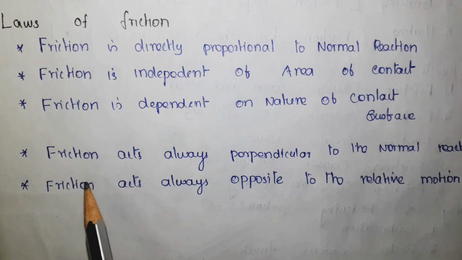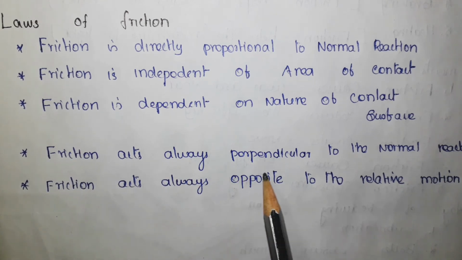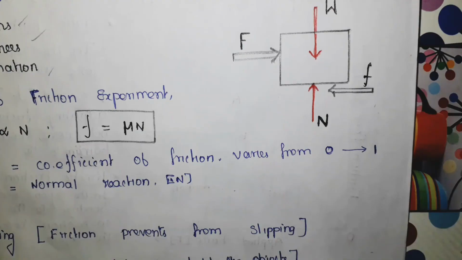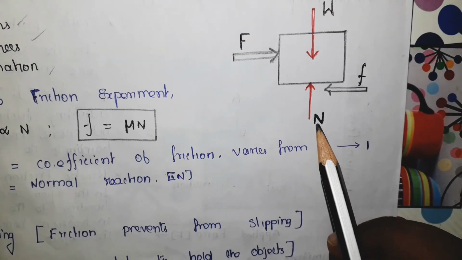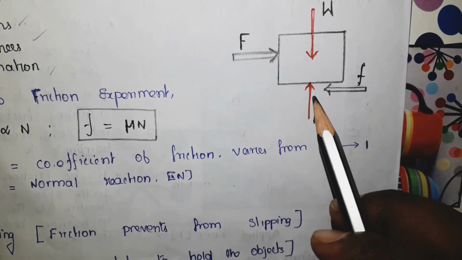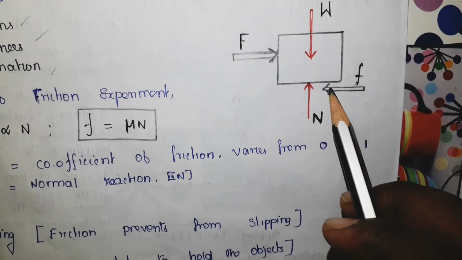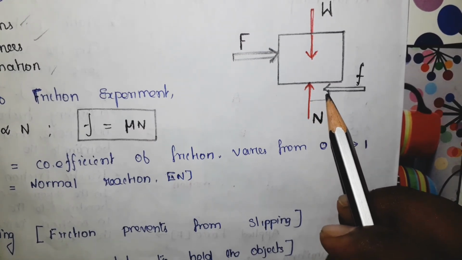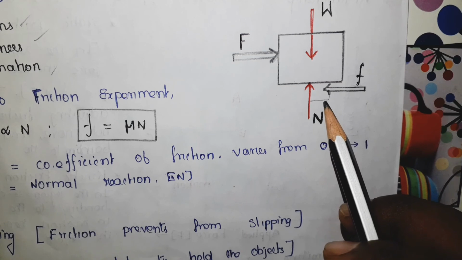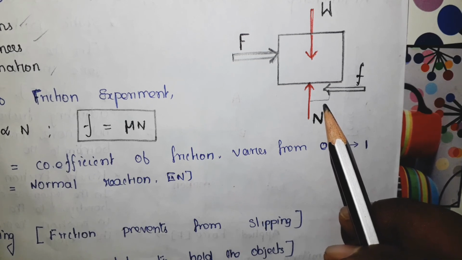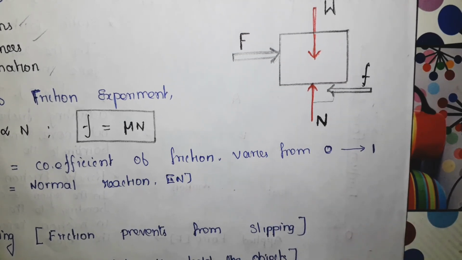Then fourth one, friction always acts perpendicular to the normal reaction. If you look at this case, this is the normal reaction, and if you see here, the friction force will always be perpendicular to this one, perpendicular to the normal reaction. So this is the fourth statement of the law of friction.